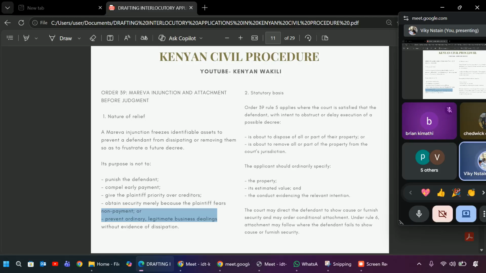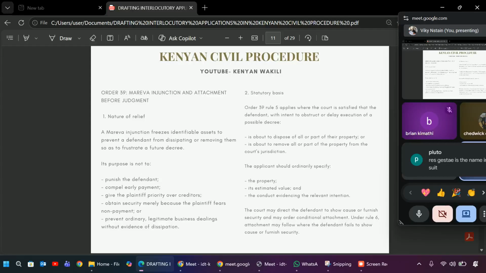Now, we also have Mareva injunctions and attachment before judgment. These are also interlocutory applications. And for a Mareva injunction, the nature of the relief that you'll be seeking from court is that you intend the court to issue a Mareva injunction to freeze identifiable assets to prevent a defendant from dissipating or removing them so as to frustrate a future decree. So its purpose is not to do the following. It is not to punish the defendant. It is not to compel early payment. It is not to give the plaintiff priority over creditors.